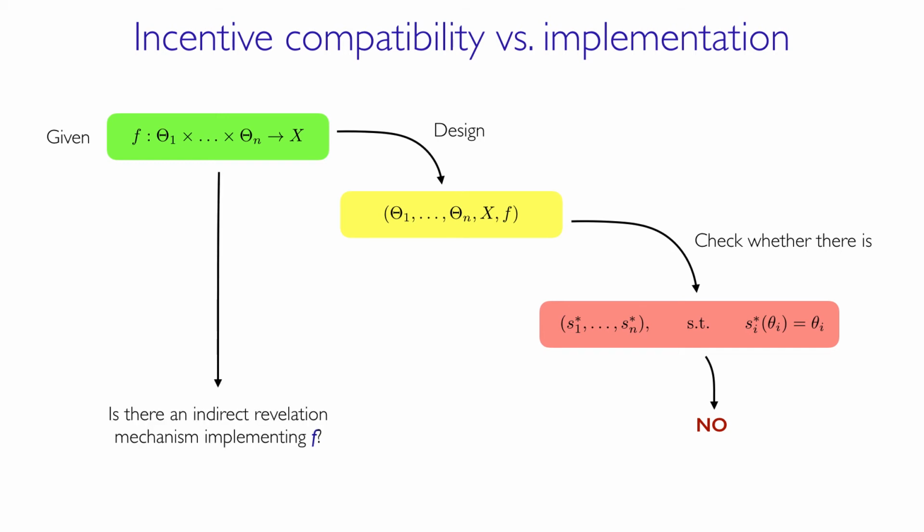Since we cannot implement the social choice function by means of the direct revelation mechanism, we ask whether we can do that by means of some indirect mechanism. Recall that, in principle, indirect mechanisms are more general than direct mechanisms. Well, the answer is no, and it is provided by the revelation principle. That is, given a social choice function, either the function is incentive compatible, and therefore we can use a direct revelation mechanism, or we cannot design any indirect mechanism implementing that social choice function.